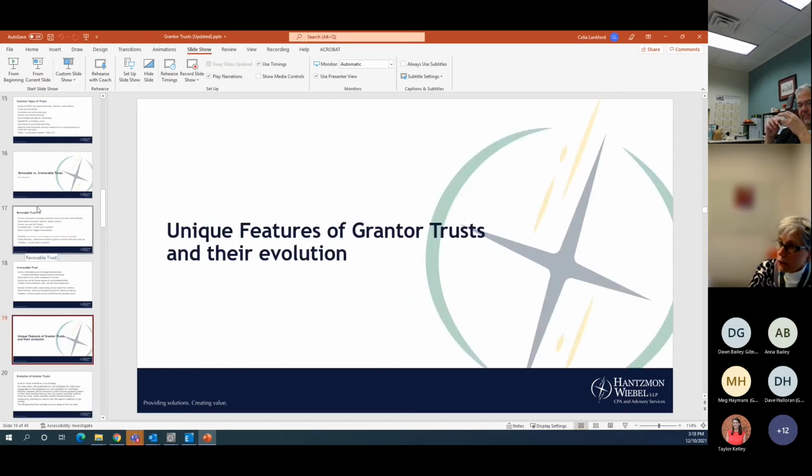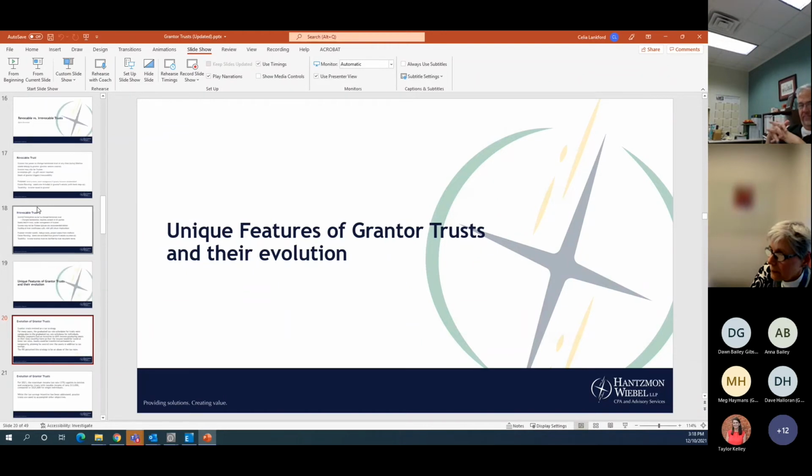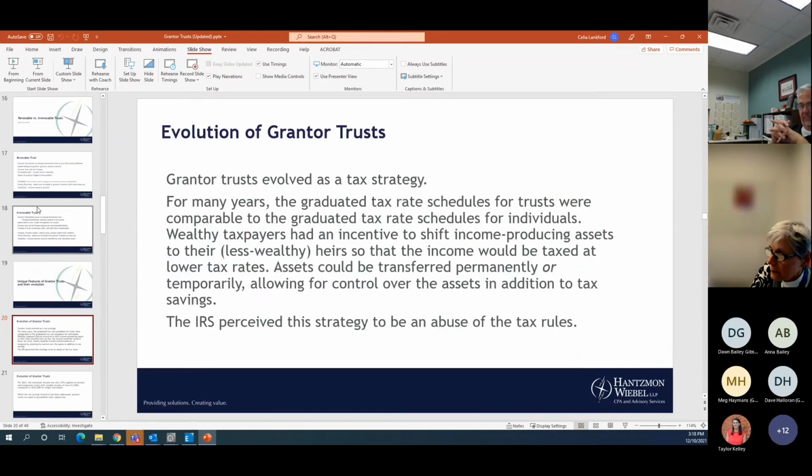There we go. The unique features of grantor trusts. Now we're going to really focus on grantor trusts and how they're different. Grantor trusts evolved many years ago, about 50 or so, as a tax strategy. For many years, we were talking earlier about how the rates are different now, but for many years, the tax rates for trusts were the same as the tax rates for individuals.